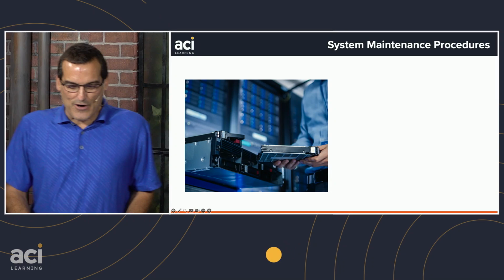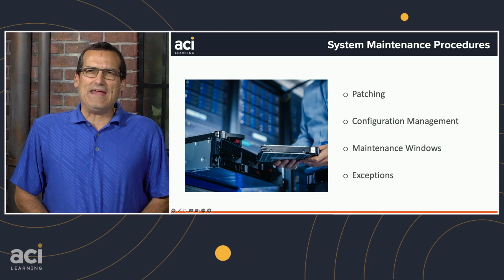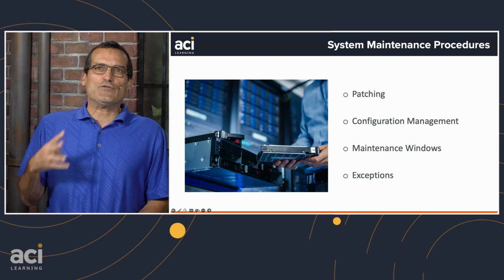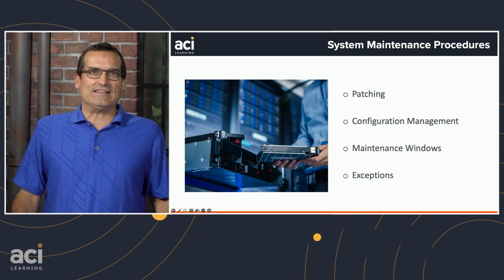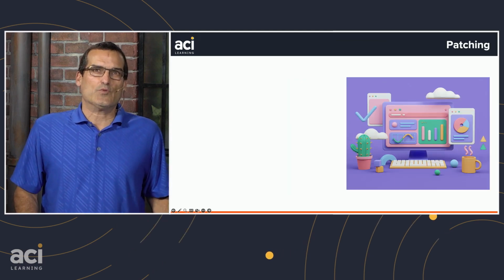There are 4 things that we need to learn about in this episode, and those 4 things are patching, configuration management, maintenance windows, and exceptions. So these are the 4 areas in system maintenance that we want to cover with you. And we begin with probably the most important, patching.